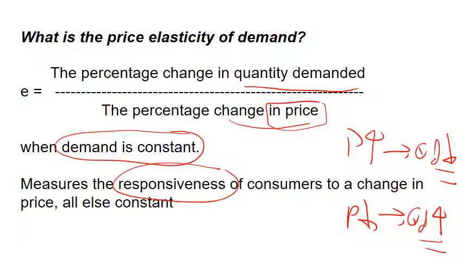For example, if the quantity demanded decreases by 3% when the price goes up by 1%, then the price elasticity is -3. If the quantity demanded decreases by 8% when price increases by 4%, then the price elasticity is -2.